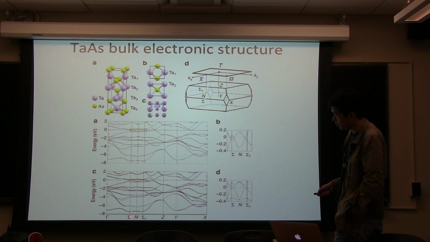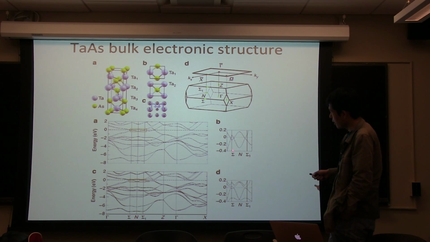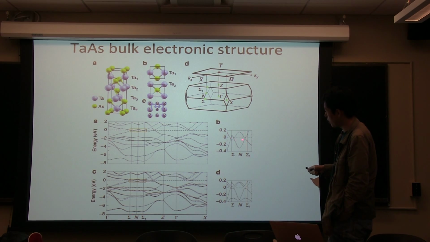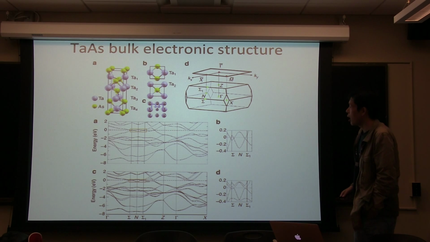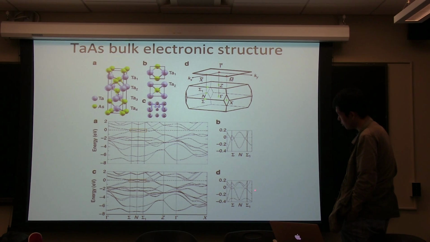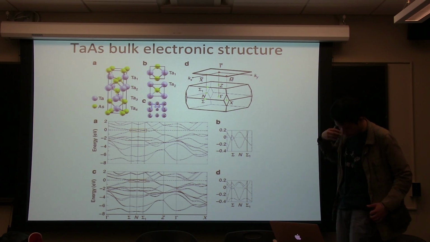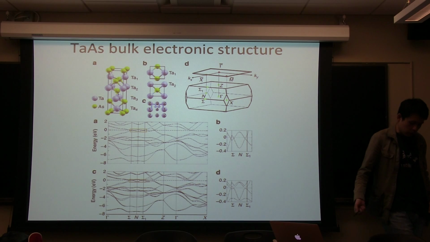And now, when you calculate the band structure, even simply along the high symmetry axis, you see that along this sigma and sigma 1, there is a quite robust band crossing between the conduction and valence band, about 0.5 eV. And when you add spin-orbit coupling, you see that the band crossings are gapped out along the high symmetry axis. So now we need to find whether there are Weyl points or not.